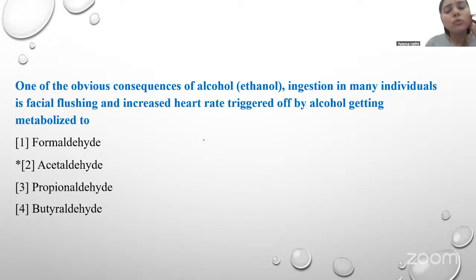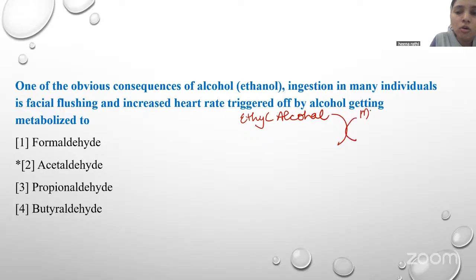One of the obvious consequences of the ethanol ingestion in many individuals is facial flushing and increased heart rate, triggered off by getting alcohol metabolized. What we have to understand is how this alcohol is metabolized in our body. Alcohol can be of two types which can be ingested, ethyl alcohol or methyl alcohol. Antiseptics contain this ethyl alcohol or ethanol, and some contain methanol.